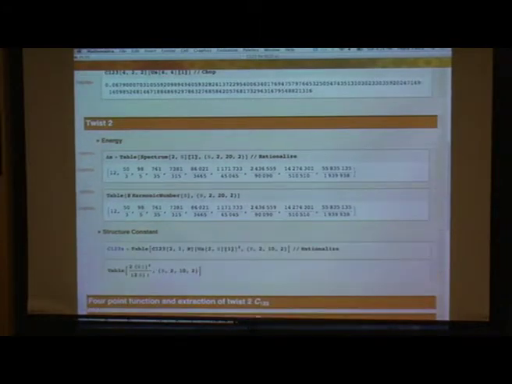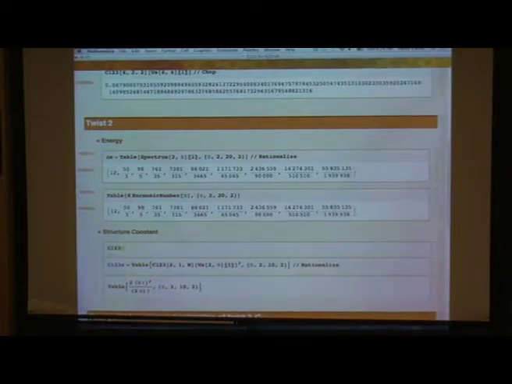What about the structure constants? Structure constant is something nice. We can compute C1, 2, 3. Again, let me remind you. This is the length 2. This is small l is 1. Now we are considering twist 2. We are considering 2 fields here, 1 line.